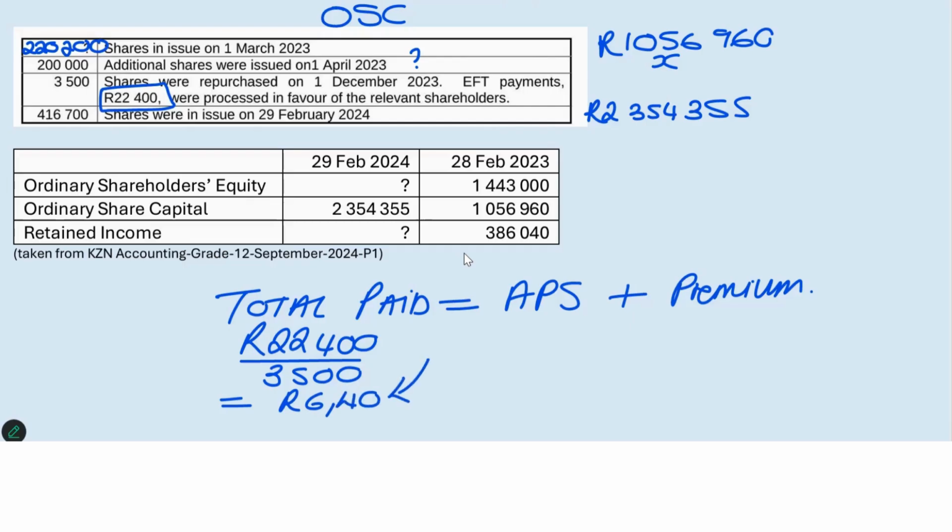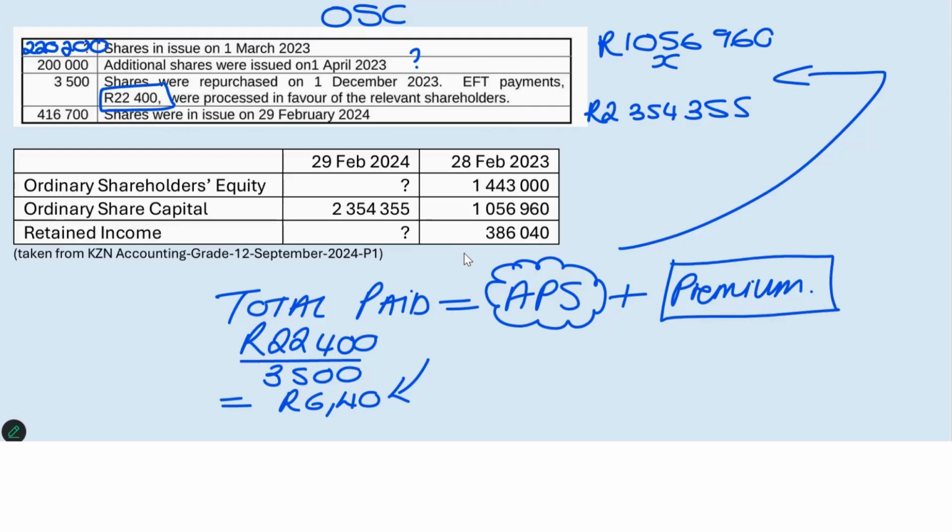So we know that this R6.40 is made up of the average price per share, which we're going to calculate now with the information from ordinary share capital. And then the difference would be our premium, which is what we're actually looking for because we're going to complete our retained income note. That goes to the retained income.